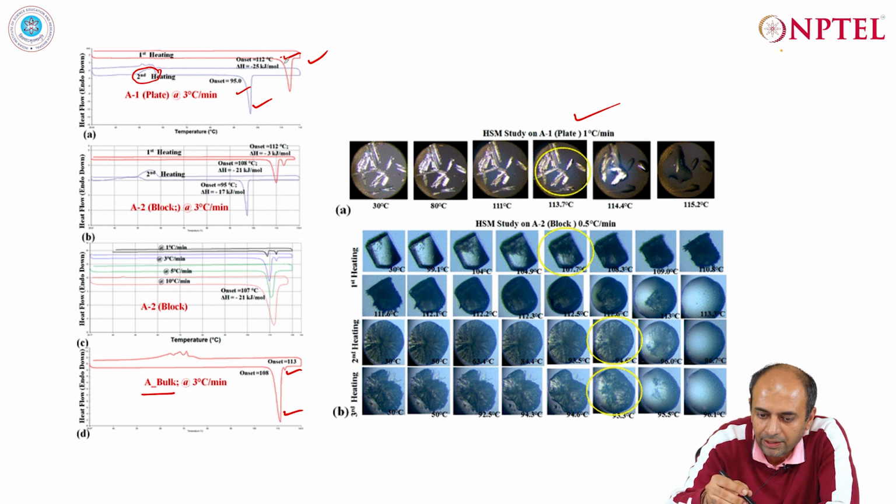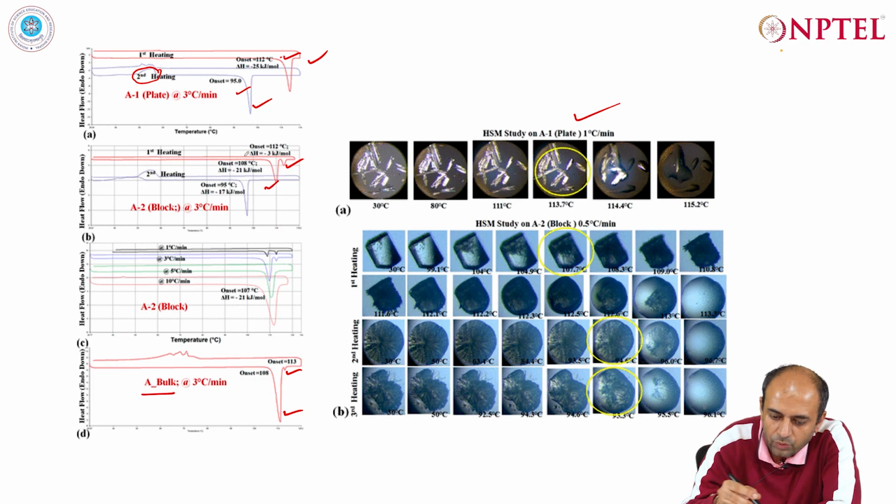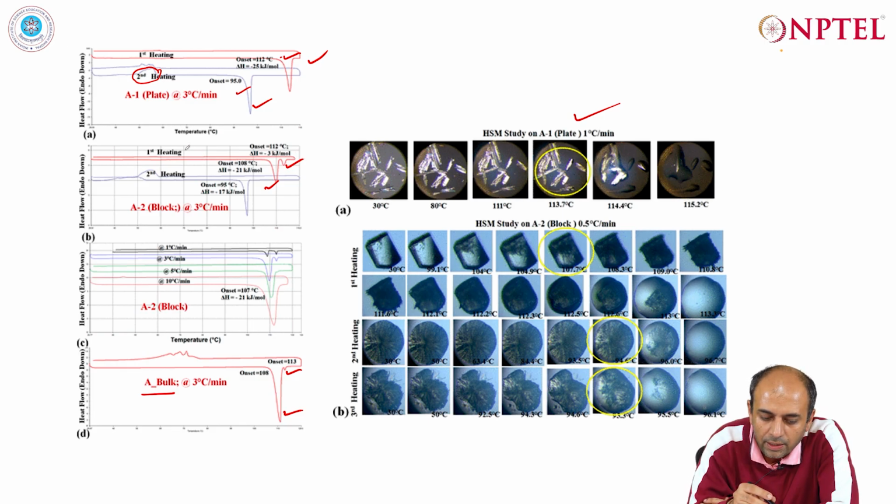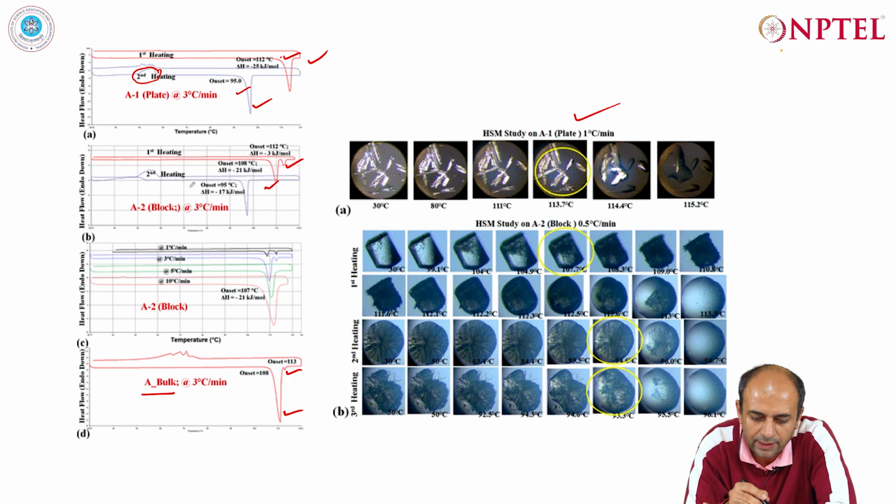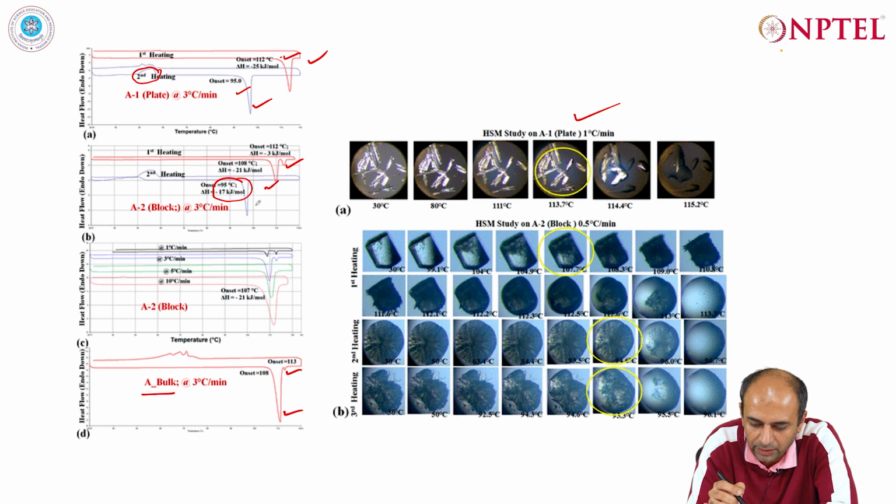Now, we know that the plate form melts at 112. So, the chances are that the block form converts into the plate form, and then it melts at 112. And once it has melted and you cool the pan, there is no recrystallization, and during the second heating cycle, you again see that the process of recrystallization takes place, followed by melting of the metastable phase again at 95 degrees centigrade. So, whether you start from the plate form or the block form, it converts into the plate, melts, and converts into a metastable phase.